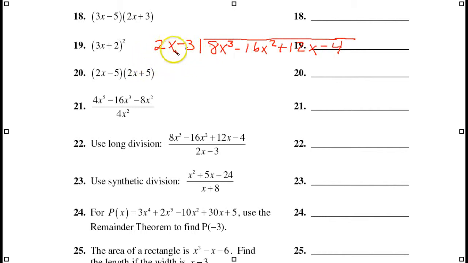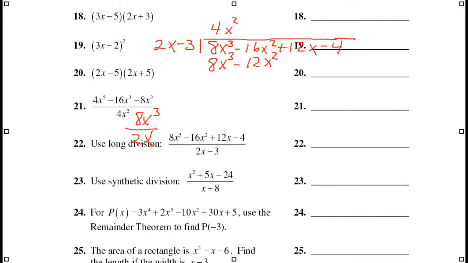Now, 2x goes into this how many times? Well, we said you could use the little technique of 8x cubed divided by 2x. Well, 2 goes into there, 4. X goes into there, x squared. That's simplifying this to that, because now 2x times this gives you 8x to the third. Then we take our next value, negative 3 times this gives you a negative 12x squared.